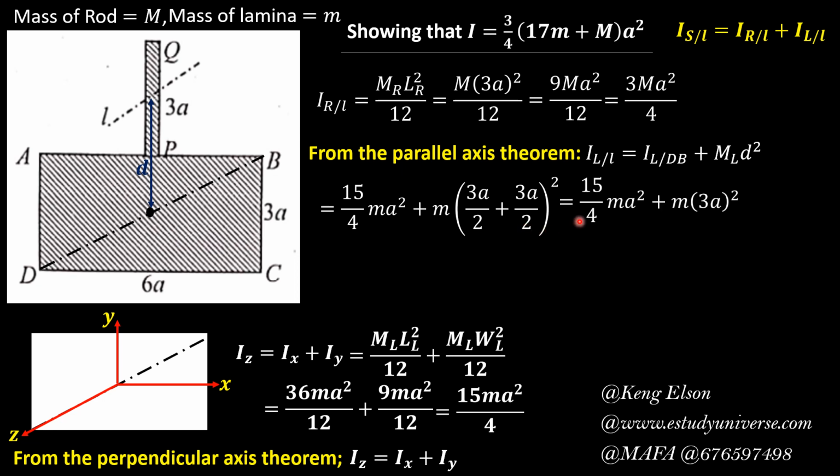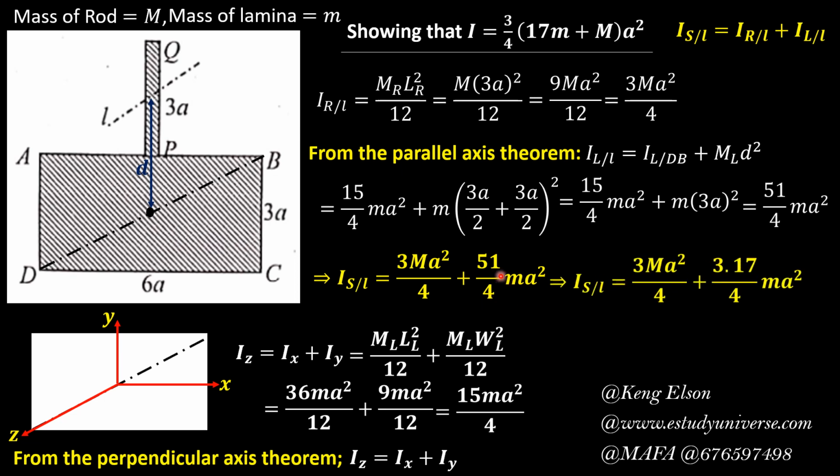So it means that this gives us 15 on 4 ma squared plus m times 3a all squared. And if you simplify, it gives you 51 on 4 ma squared. Now, the moment of inertia of the system about the axis is the sum of the moments of inertia of the individual bodies about the axis, which is 3 ma squared on 4 for the first one and 51 ma squared on 4 for the second one.